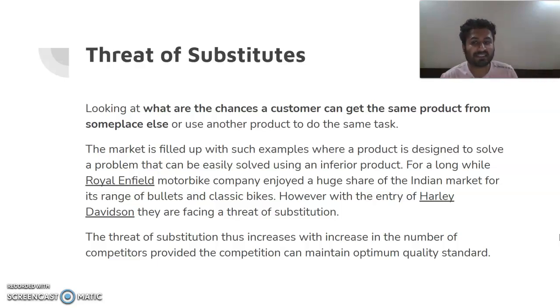Let's take an example of Royal Enfield. Royal Enfield has enjoyed a huge market share in manufacturing motorbikes of a certain kind, bullets, classic bikes that have really enjoyed a huge share of the market.